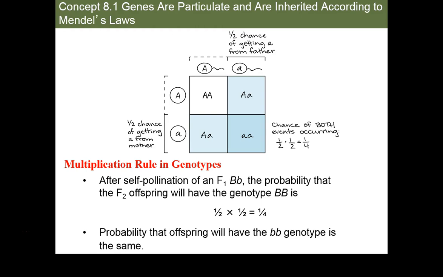After self-pollination of the F1 generation, big B, little b, the probability the F2 offspring will have the genotype big B, big B is 1/4, since they have a 1/2 chance of getting a big B from each parent. Again, we usually do Punnett squares to figure this out. But you can do a little bit of math if you want to.